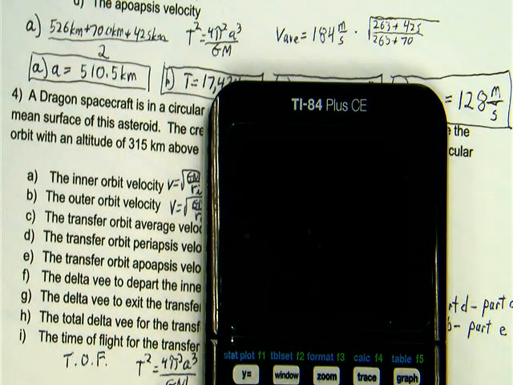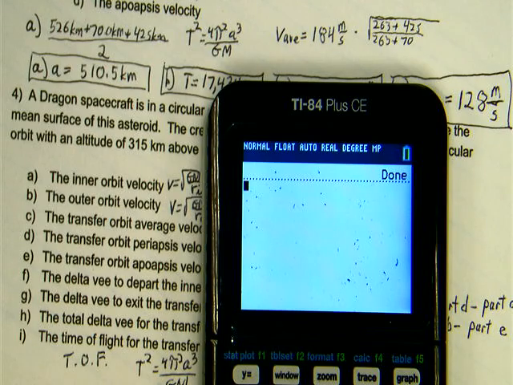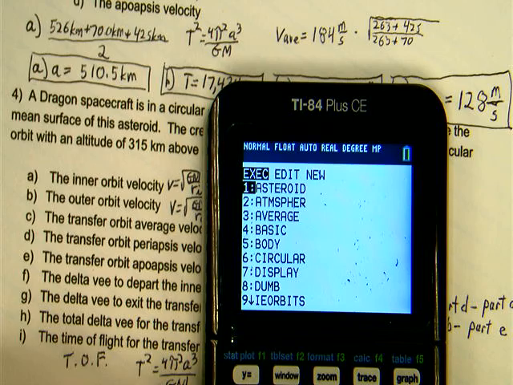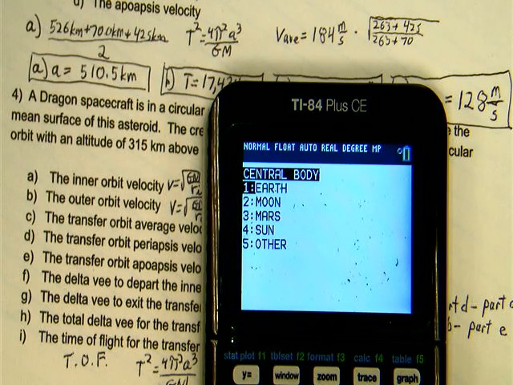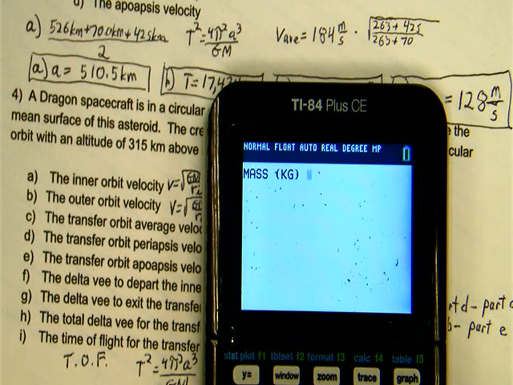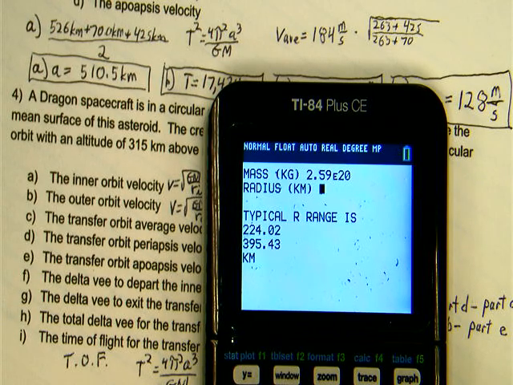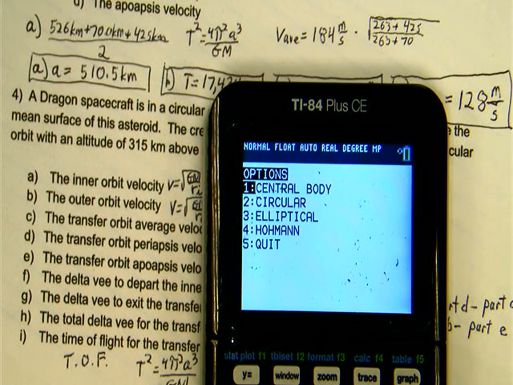Okay, welcome back from break. We're now going to run a program that will give us the answers. So, program, orbit, central body is not the Earth, the Moon, Mars, the Sun. So, other. Its mass is the mass of Vesta, which is 2.59 times 10 to the 20th power. Now, the radius wasn't given directly. Instead, the diameter was 526. So if I put in 526, that will be wrong. But if I divide that by 2, that will be the radius. Ta-da!